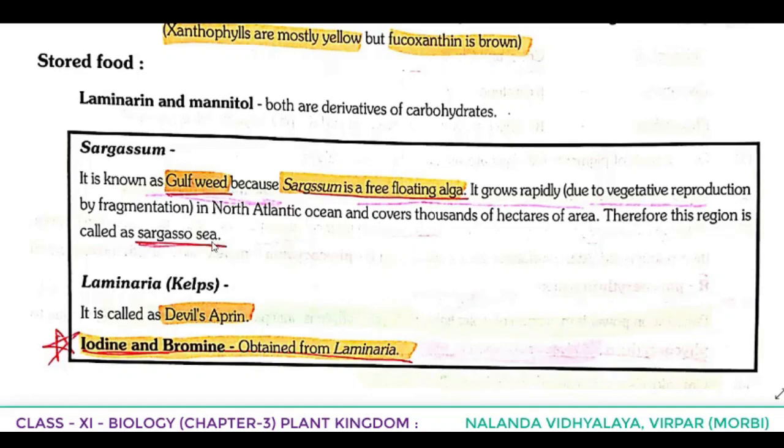Next is Laminaria or kelps. We discussed regarding kelps. You know that? It reaches up to a height of 100 meters. Laminaria kelps is called devil's apron. What is it known as? It is known as devil's apron. Iodine and bromine are obtained from Laminaria. What are obtained from Laminaria? Iodine and bromine.